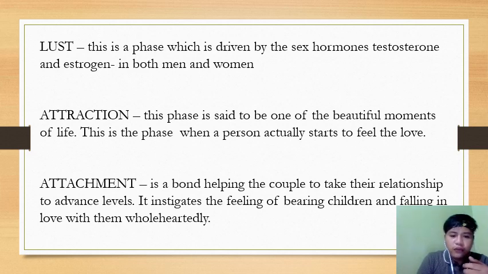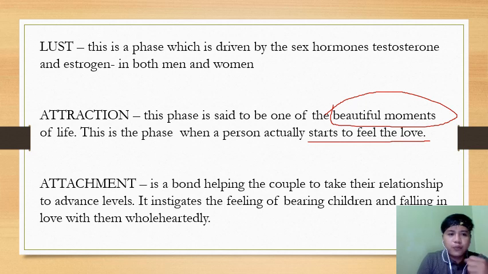This phase is, accordingly, one of the beautiful moments of life. It is the phase when a person actually starts to feel love. So from the last phase, which started with the physiological or the biological, the two hormones that we enumerated a while ago, testosterone and estrogen, are commonly for the reproductive part. And then here in the attraction, we will be deepening. The brain releases adrenaline, dopamine, and serotonin during this attraction phase.